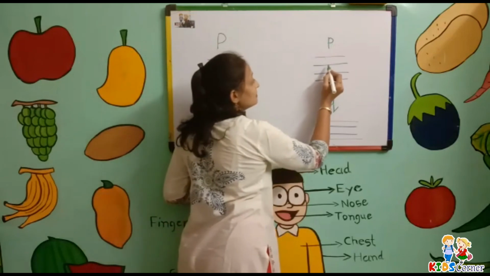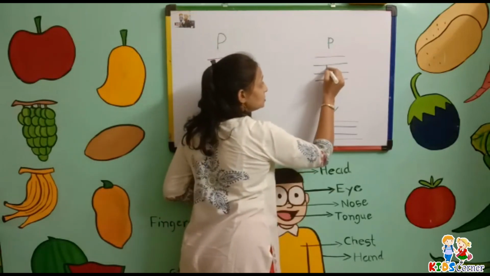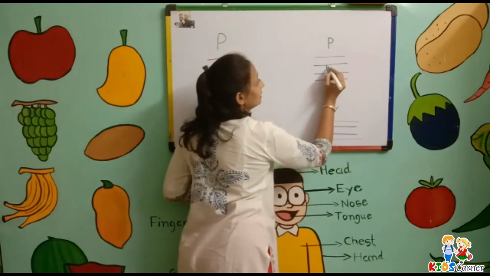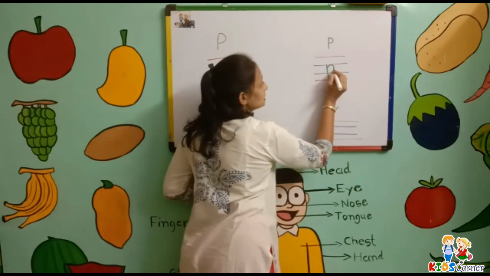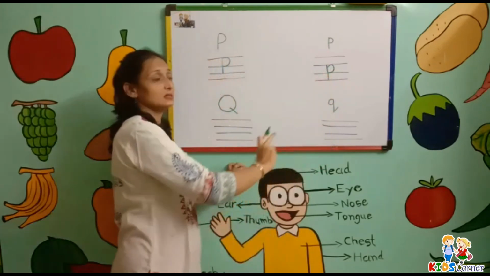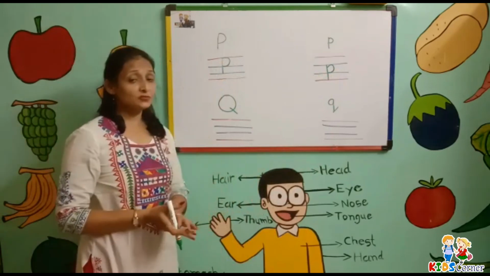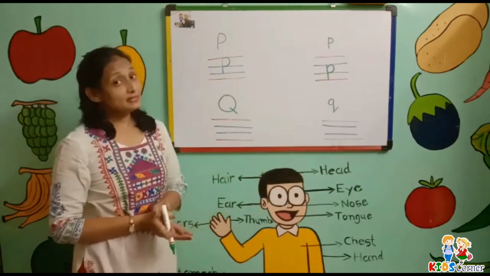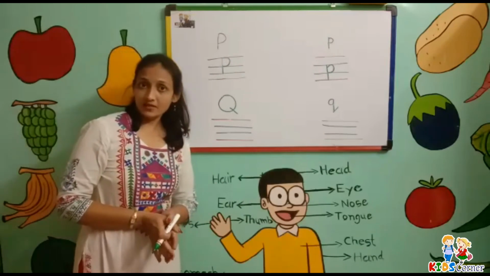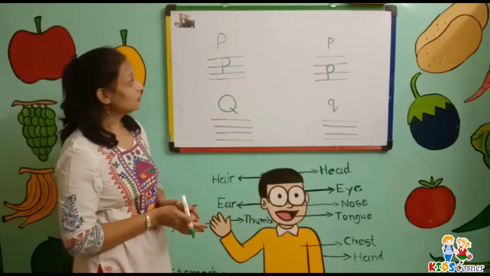Small p, we'll make a standing line from the blue line to the red line and a curve in between the two blue lines. This is small p. Do you all know what P stands for? P stands for pencil, P stands for parrot and P stands for peacock.